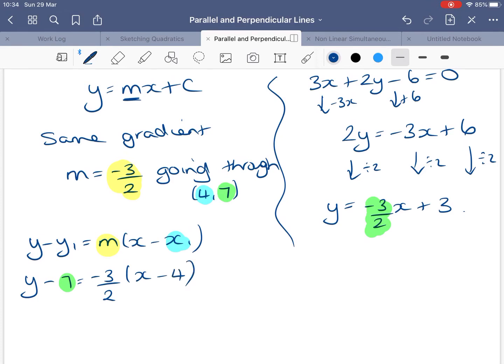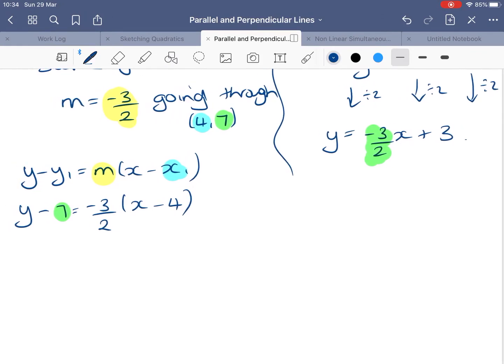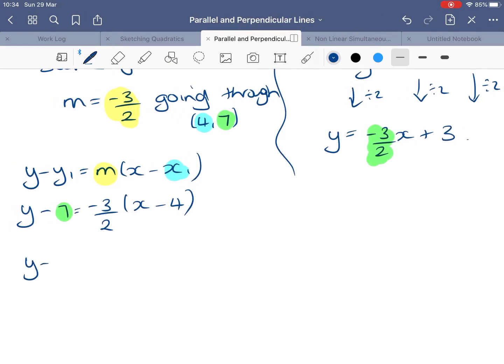Now I can leave it like that, or I can try and tidy it up. How would I do that? Well, I might decide to multiply every term by 2. Because that's in brackets, I'm just going to do that to cancel that 2 there.